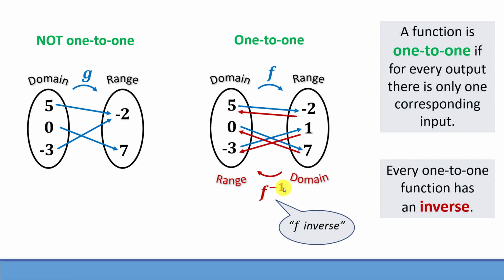It's notation for the inverse function. Okay, so as you can see, the idea of the inverse is pretty easy. You just swap inputs and outputs and you get the inverse function. Now, why is it that only a one-to-one function can have an inverse?